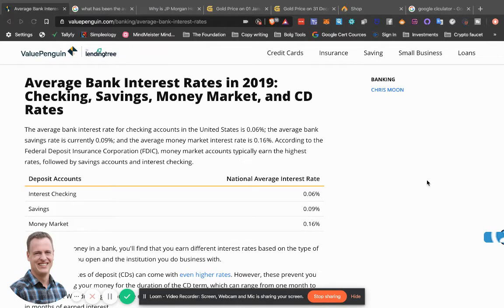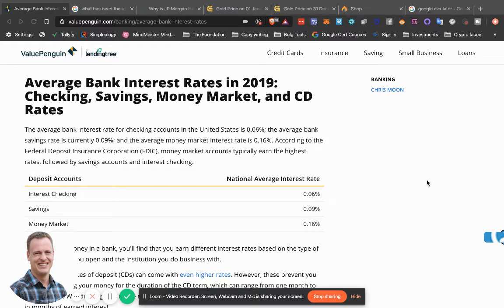Gold and silver versus a savings account. Which is better? Should you stop saving in a savings account and switch to gold and silver? Let's find out. So, my name's Hutch, and we're going to get into this.